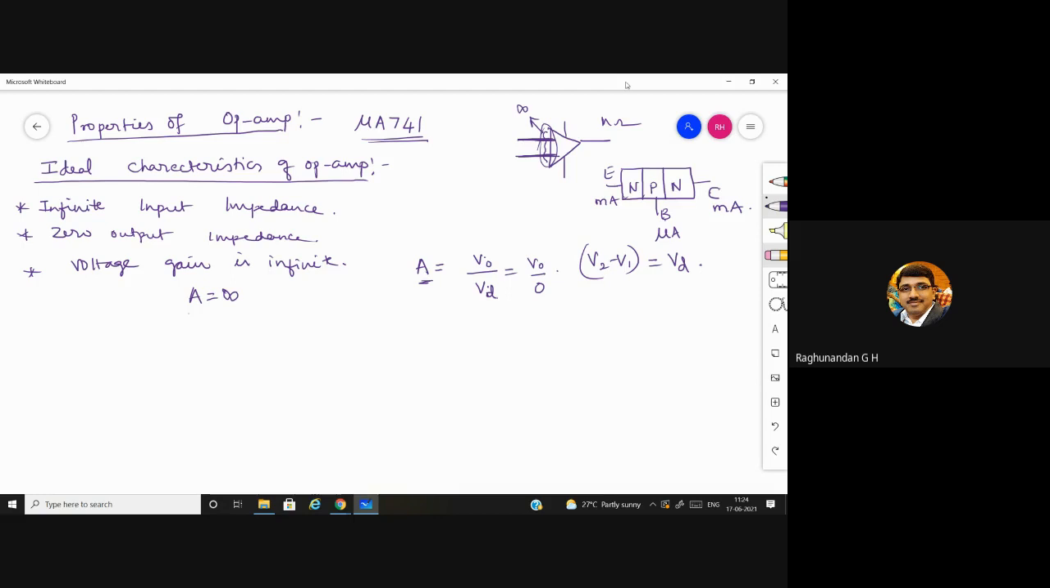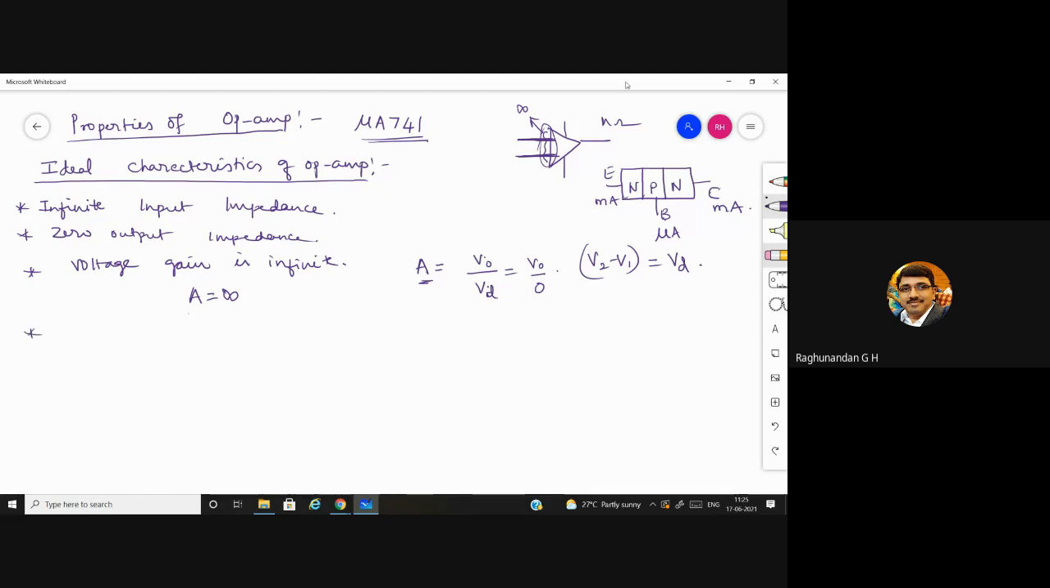See, practically, is it possible to have that much gain when you are not giving any input? Can the output be infinity without giving any input? So that's why it is not possible. That's why we consider it as the ideal case. Ideally, the op amp is said to have infinite gain.